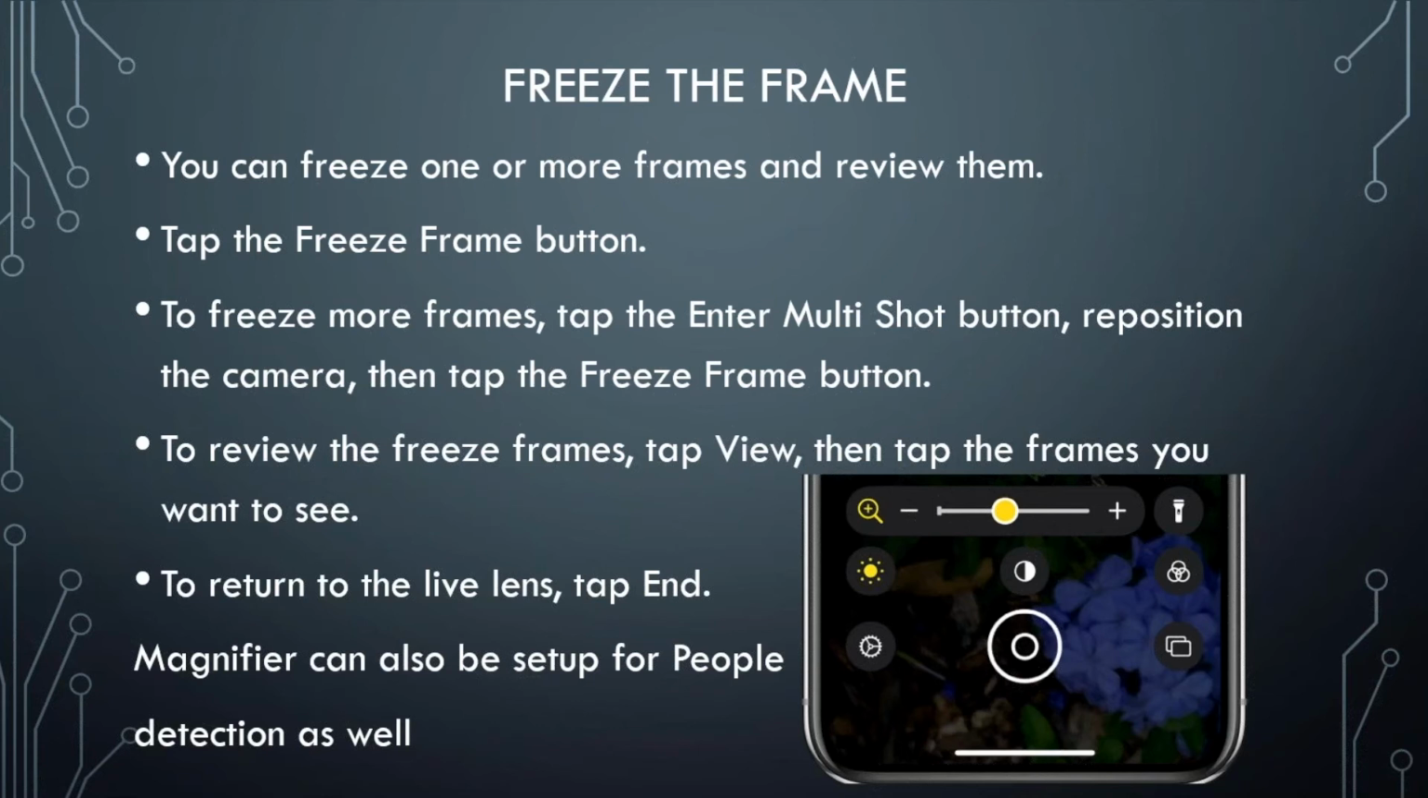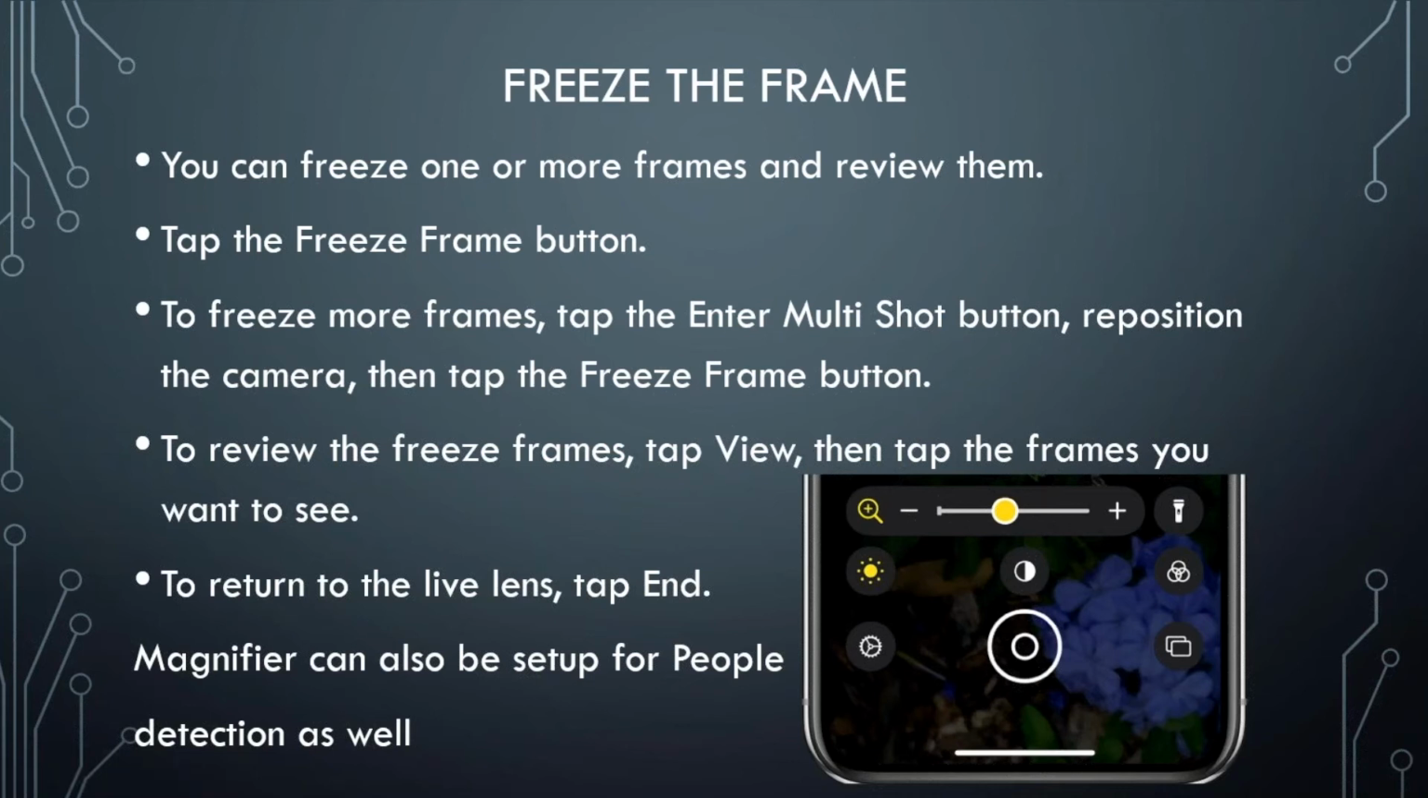If you did want to freeze more than one frame, so you wanted to have either more frames of the same image or different frames of different images, then you could use this multi-frame button here. It would be located on the bottom right-hand corner of the phone or the tablet that you're using whenever you're using the magnifier. And then to return to the live lens, you would tap end.